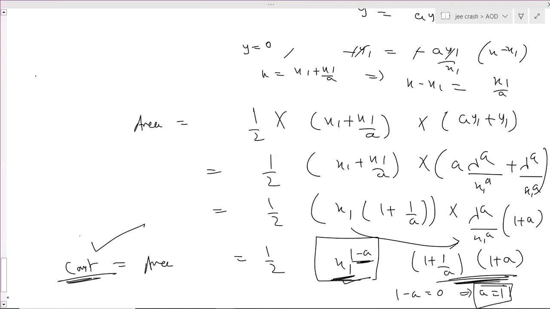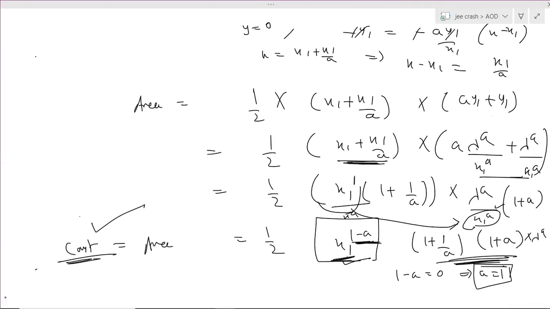Can you repeat the last step? All right. See, I took x1 common from here and lambda to the power a upon x1 common from here. All right, here we have lambda to the power a. Now I took all the x terms together. So x to the power 1 upon x to the power a. So this becomes x1 to the power 1 minus a. Yes, sir. And rest of the things is the terms of a.